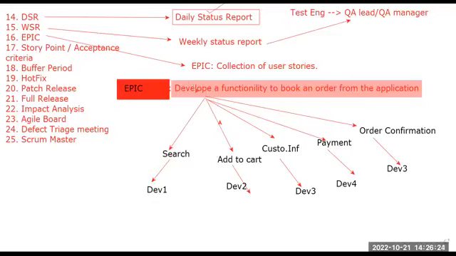Or we are breaking down the main module into multiple sub modules. This main module we can call an epic, and all the sub modules are nothing but user stories. So what is an epic? An epic is a collection of user stories. This collection of user stories we can call an epic. Clear, everyone? Are you guys getting it or not? Yes, sir.